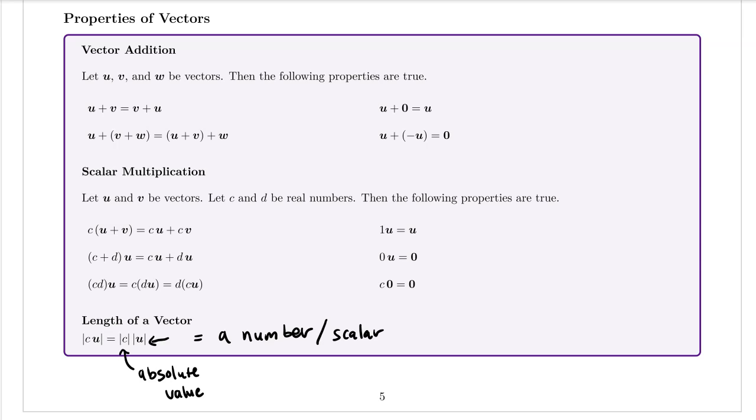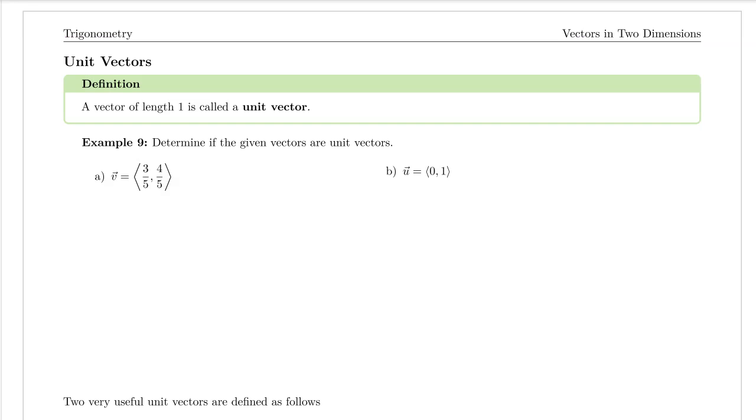Go ahead and look over the other properties and make sure that you are understanding each of those. So in this class, at the beginning of the course, we talked about something called a unit circle, which is a circle with radius 1. So now we're going to talk about unit vectors, and a vector of length 1 is called a unit vector. Example 9 wants us to determine if the given vectors are unit vectors.